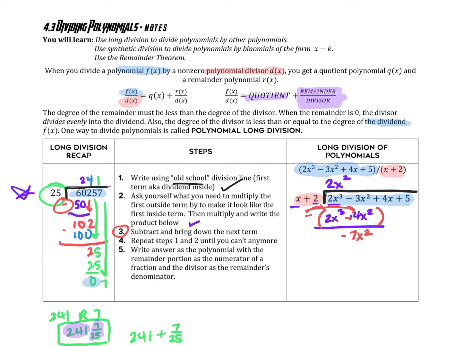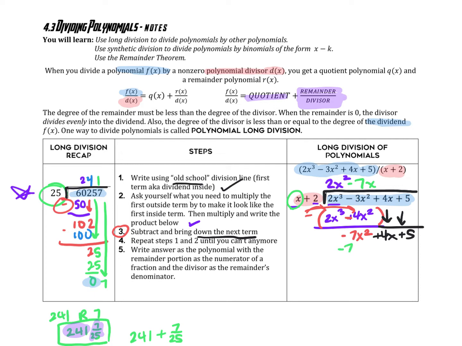Then we're going to bring down the next term. And I actually like to bring down all of the terms. Otherwise, sometimes I forget that there was another term up there. So I'm going to just bring everything down, and I'm going to repeat that process again. So now I need x to look like negative 7x squared. So I need to multiply it by negative 7 to get the negative 7 in front. And to get x squared, I need to multiply it by x.